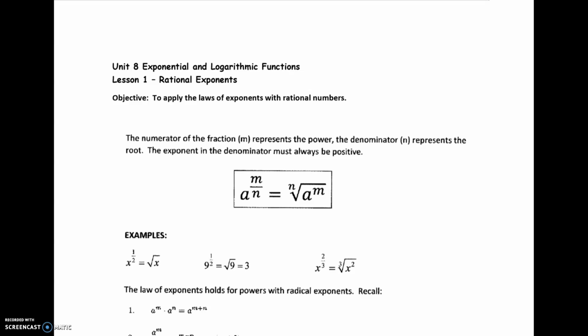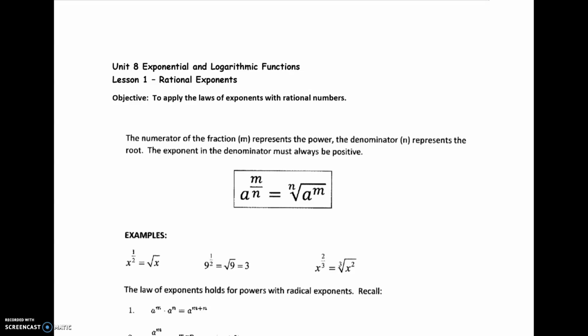So we've finished our unit on graphing quadratics and solving quadratics. So now we're moving away from that to logarithms. Unit 8 is on exponential and logarithmic functions. Our first lesson should be somewhat of a review. It's on rational exponents.